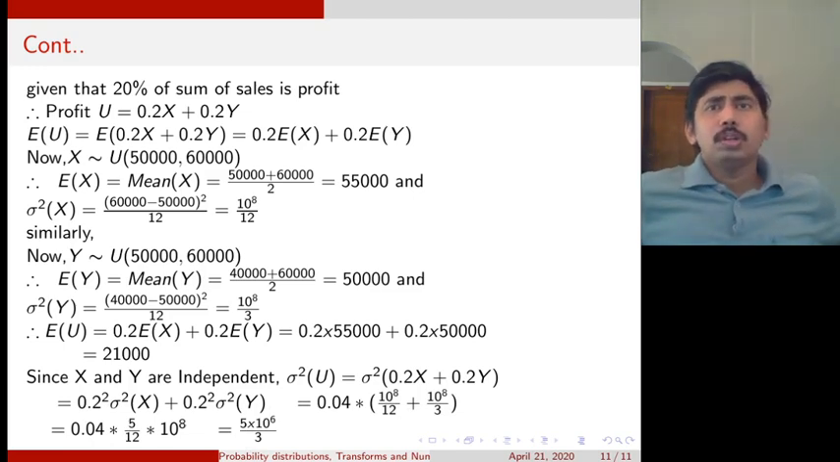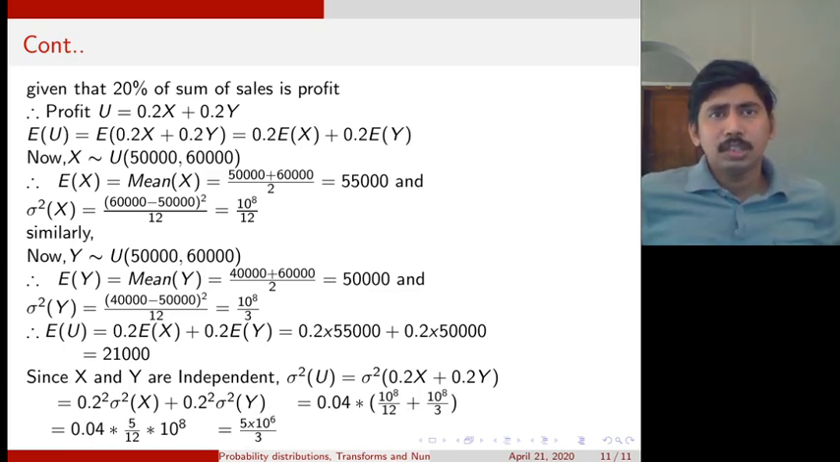So these are the problems about covariance and expectation. We will see more problems later. In the next lecture, we will discuss what a conditional distribution is and what a conditional expectation is.